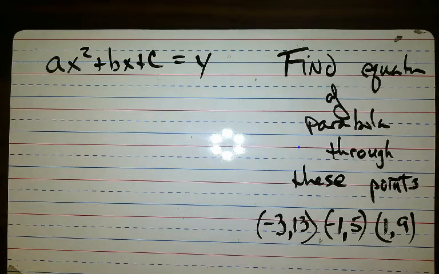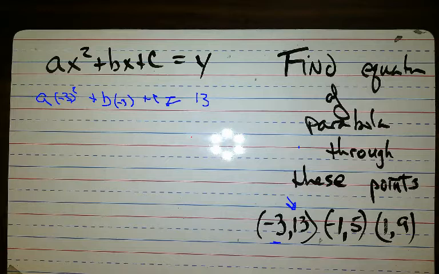What we have to do is plug the x values into my equation. So we're going to plug in -3, and we get a times -3 squared, and then plus b times -3 plus c equals 13. That's this guy right there. See, this is the x value, that's the y value. So you made one equation right there.